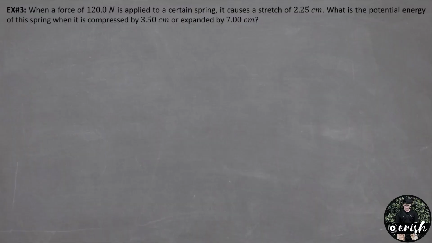When a force of 120 Newton is applied to a certain spring, it causes a stretch of 2.25 centimeters. What is the potential energy of this spring when it is compressed by 3.5 centimeters or expanded by 7 centimeters?